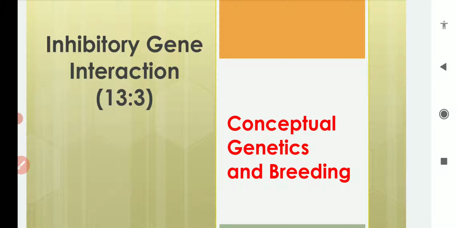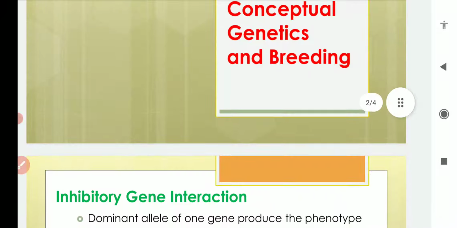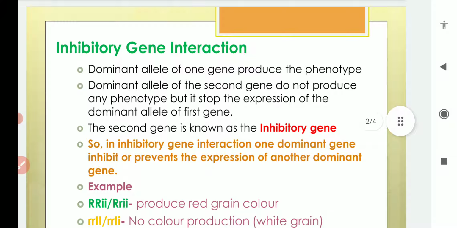So today we are going to discuss another type of gene interaction, that is inhibitory gene interaction. In this inhibitory gene interaction, the F2 ratio, that is 9:3:3:1, will be changed into 13:3. So first of all, what is inhibitory gene interaction?